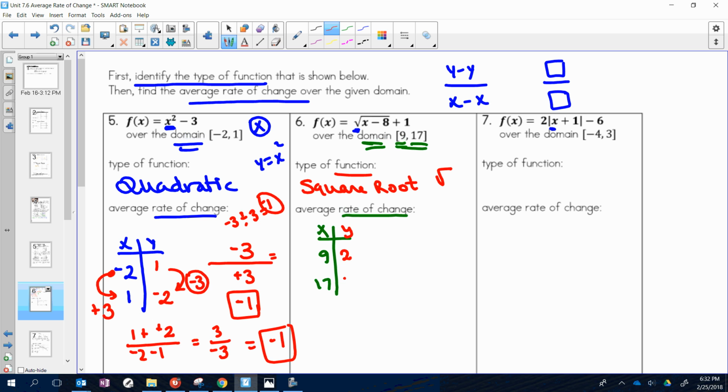So remember how to graph these things on your calculator. The hardest part about graphing this, by the way, when I went to the function line and I typed in x minus 8, I had to stop and arrow out of the square root before I did my plus 1.